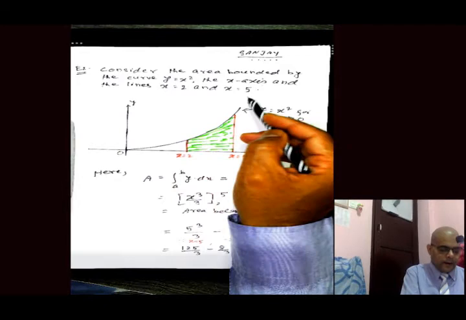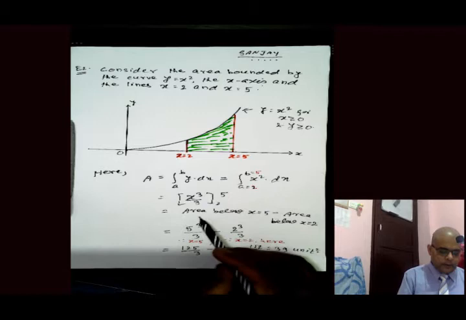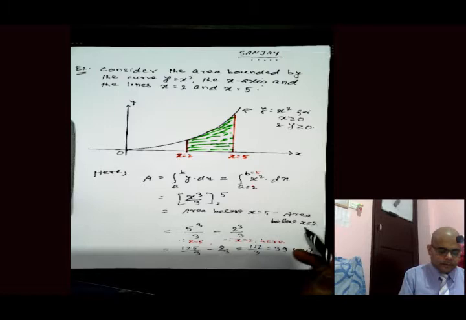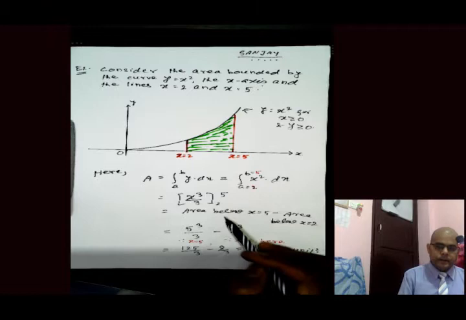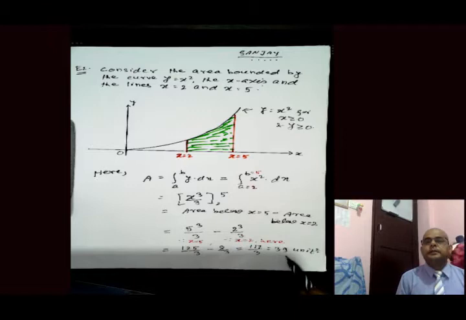So we apply this general rule to integrate the function, and after that, when you integrate the function, you know that the area below x equals 5, that is the upper limit, minus the area below x equals 2, that is the lower limit. So we deduct these areas. That means when x is 5, you put 5 here, so 5 cubed by 3 minus 2 cubed by 3. All right, so after calculation, the area is 39 square units.